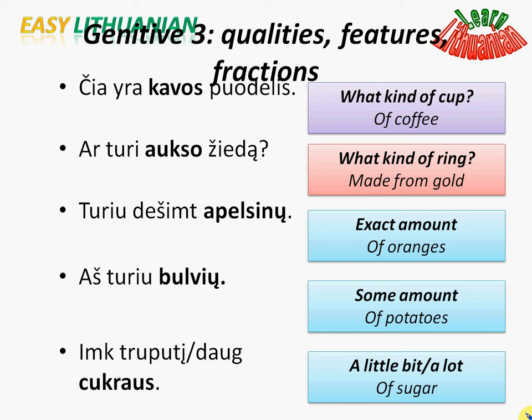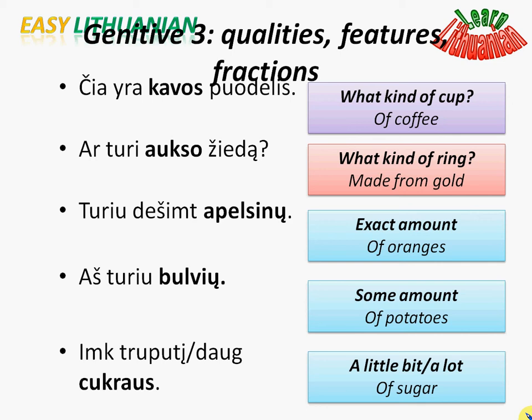The words truputį or daug show the amount of the noun cukrus. So when you say such words like a little bit or a lot, you can't use accusative case. You must use genitive case, even with verbs that require their objects to be in accusative case, but you put such a word, daug, for example.